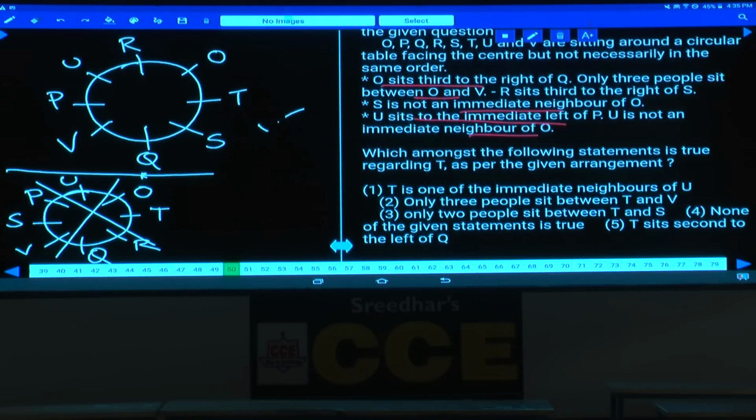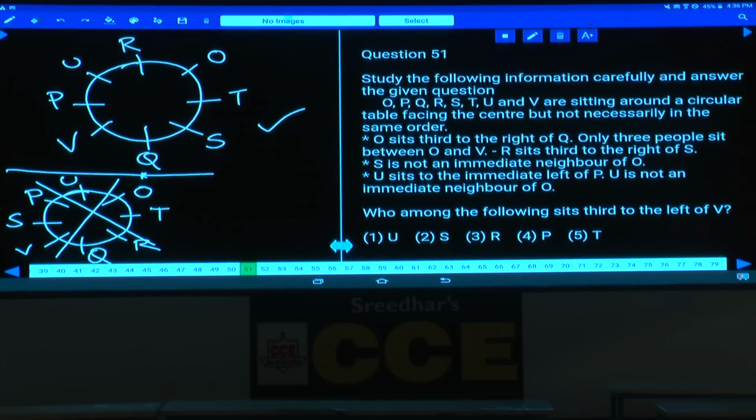Then question number 50, which among the following statements is true regarding T as per the given arrangement? T is one of the immediate neighbors of U, that is false. Only 3 people between T and V, that is also false. 2 people between T and S, that is also false. T sits second to the left of Q, that is also false. Then what is your answer here? None of the given statements is true, choice 4.